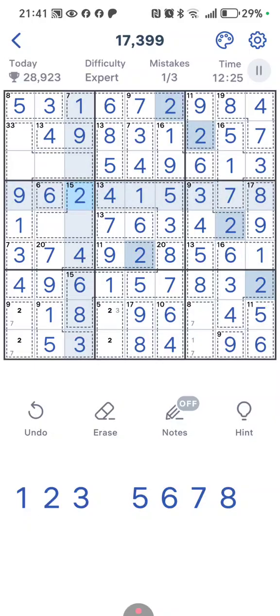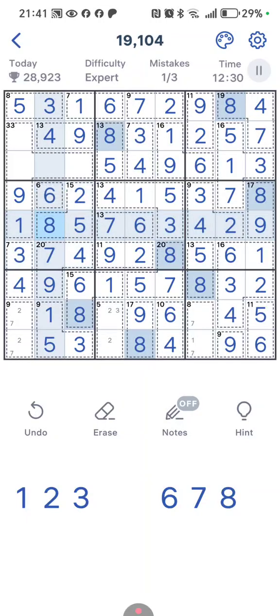So, this is going to be 5 and 8. Just nice simple elimination, but I left this till last because, what's that? A 6 box cell and 33. So, yeah, there's a reason I left this till last.